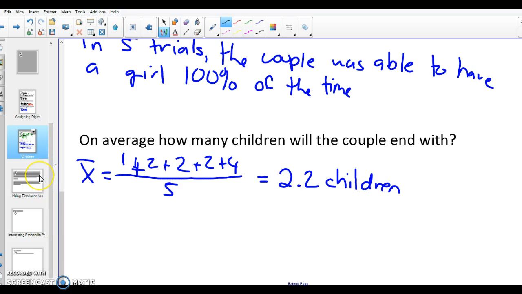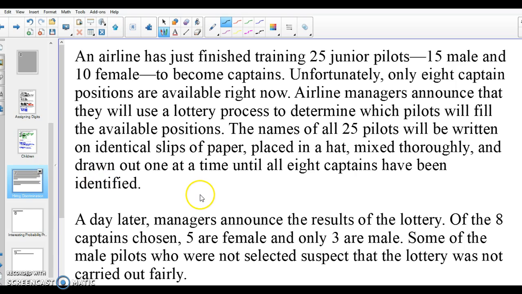Okay. What I'd like you to take a look at is an activity posted separately in OneNote about hiring discrimination. To summarize it for you, there are 25 junior pilots who are looking to become captains. Of those 25 pilots, 15 are male and 10 are female, and there are only 8 positions available. So they are going to use a lottery process to determine who is going to be chosen.